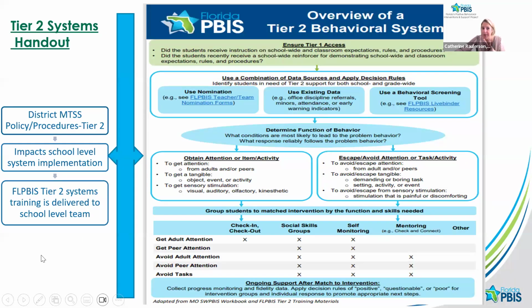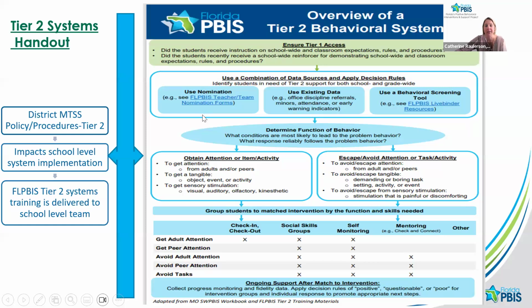The third example we give you for unpacking systems: if you have joined us, just a quick note in the chat box, feel free to chime in. If you have heard of our Tier 2 systems training, just give me a yes, or if you've been through the school team training, you could say that. Just give me some quick feedback in the chat box, because we probably have many people who have, and maybe some who haven't, which is okay.